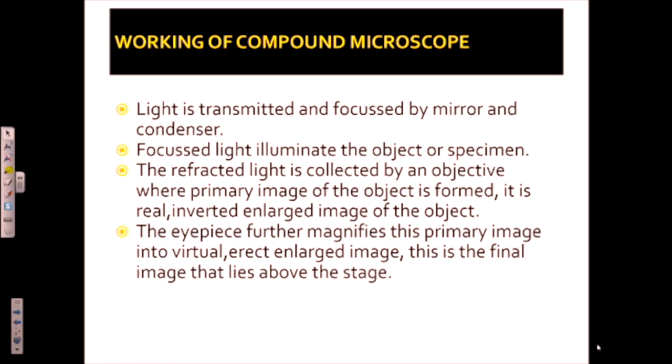And how does this microscope work? The light is first transmitted and focused by a mirror and a condenser. I'll show you part by part what the different parts of a scope are. This focused light illuminates the object or specimen. The reflected light is collected by an objective, where the primary image of the object is formed. It is actually the real, inverted, enlarged image of the object that you see under your eyepieces. The eyepiece helps in further magnification of the primary image.